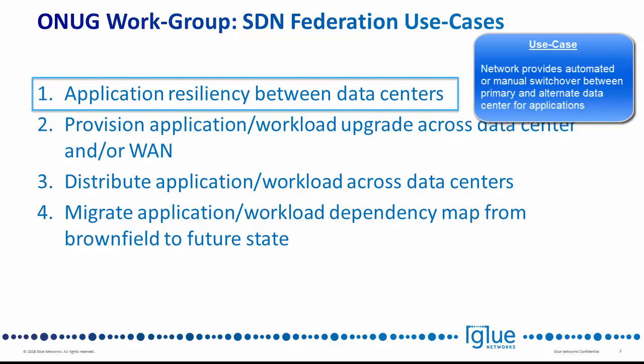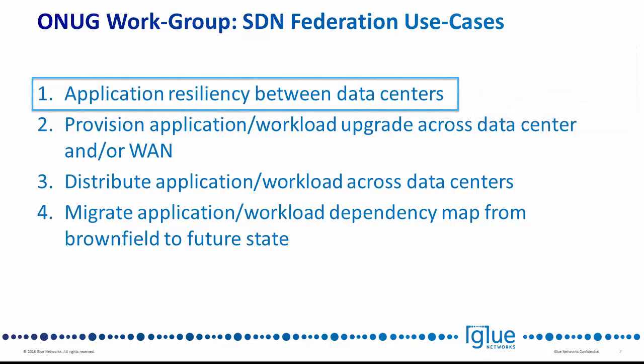This use case describes applications running in data center A and dormant in data center B, and the network providing either automatic failover if the application fails or manual failover if a business decision is made to fail over. For automatic failover, this requires application monitoring. For manual failover, this requires the orchestration platform to reconfigure the environment.